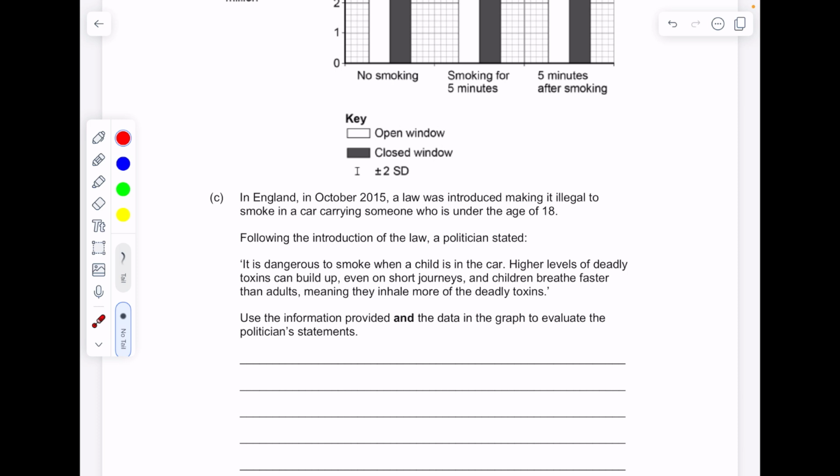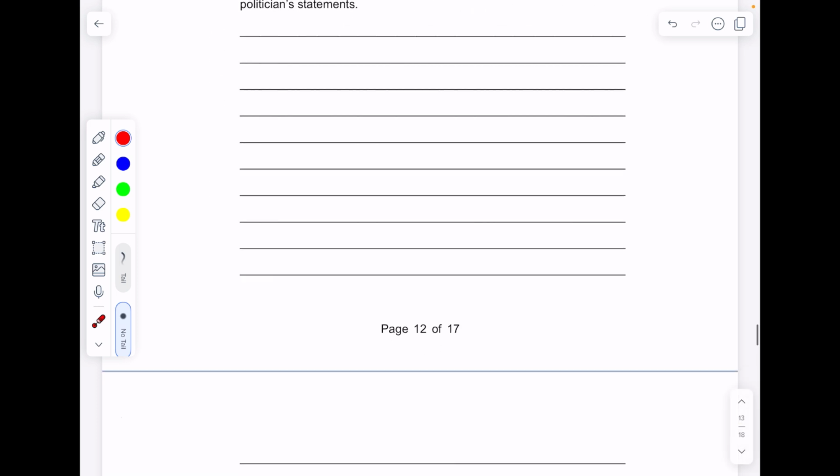In England in October 2015, a law was introduced making it illegal to smoke in a car carrying someone who was under the age of 18. Following the introduction of the law, a politician stated, "It is dangerous to smoke when a child is in the car. High levels of deadly toxins can build up even on short journeys, and children breathe faster than adults, meaning that they inhale more of the deadly toxins. Use the information provided and the data in the graph to evaluate the politician's statements."